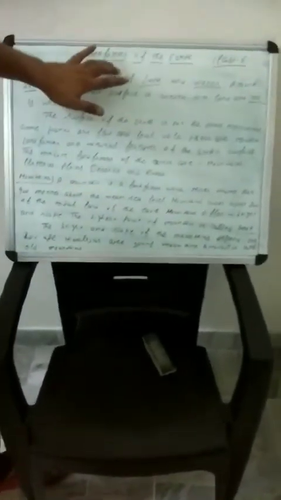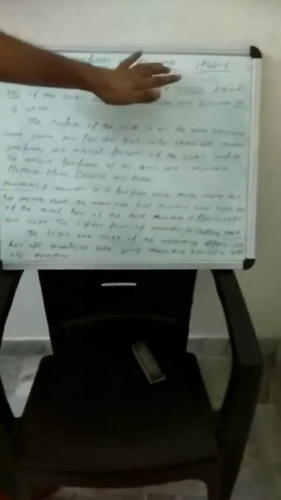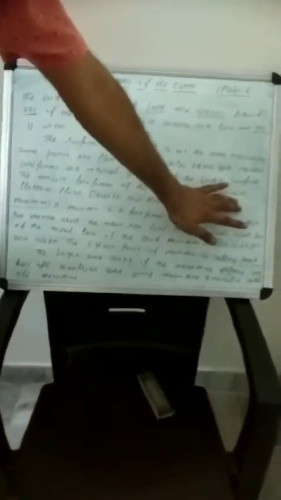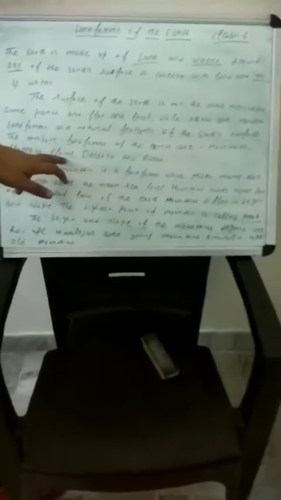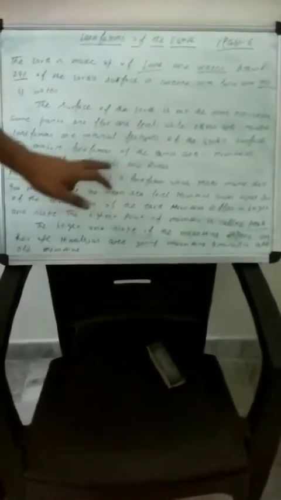Landforms are natural features of the earth's surface. These landforms are the natural features of our earth. The major landforms of our earth are mountains, plateaus, plains, deserts, and rivers. These are the 5 main landforms that we have here on our earth.